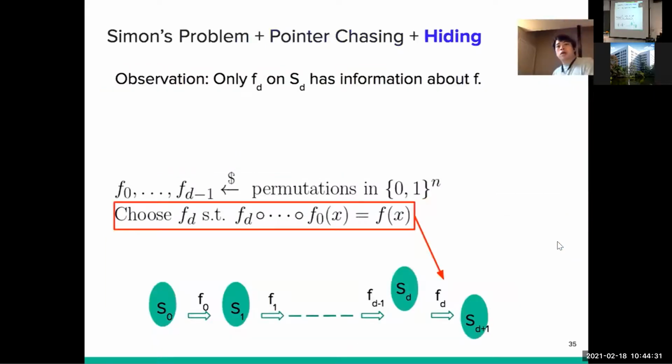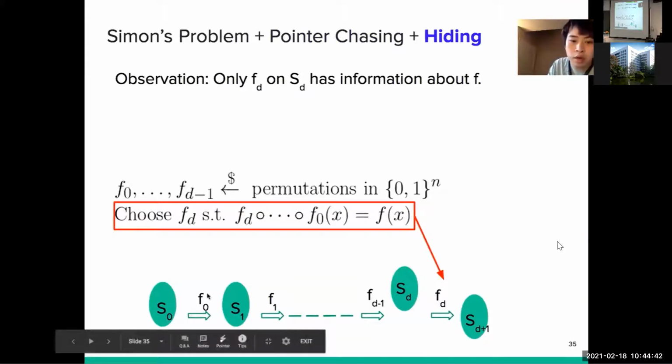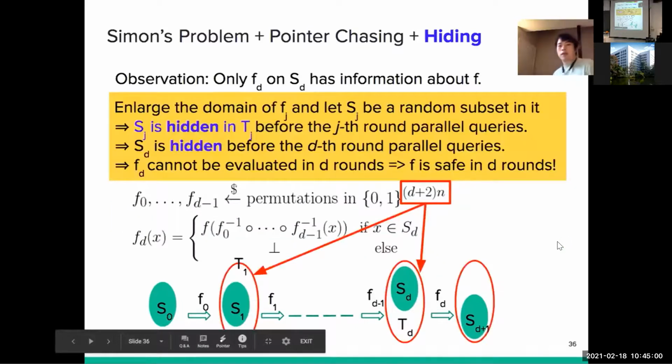Now the third idea is that we have observed from our construction that only fd has information about f, right? So here, f0 to f d minus 1 are just random permutations, and only fd has the information about f. So we try to hide fd. The idea is just to try to hide fd. We call this idea hiding. So how do we hide fd?